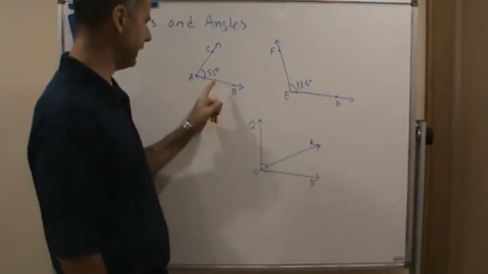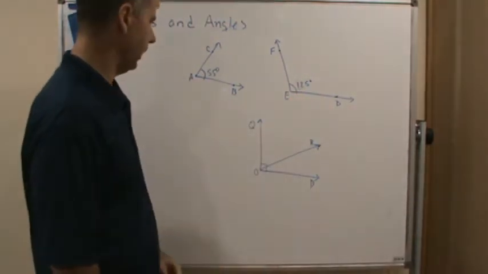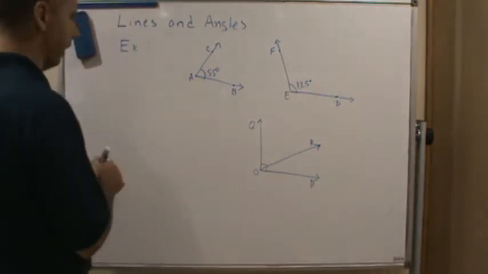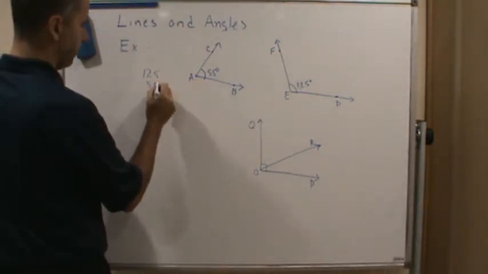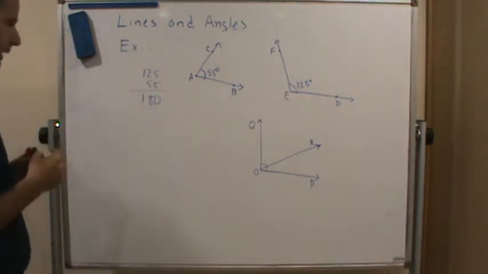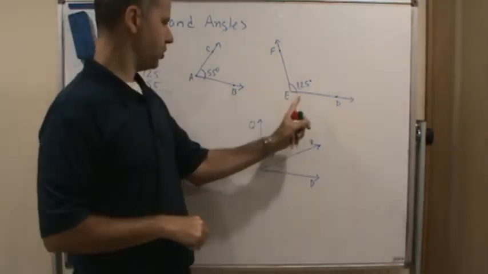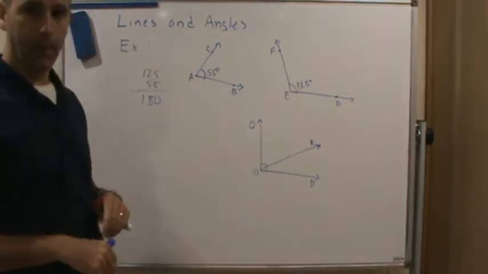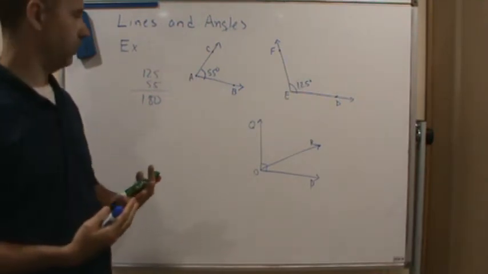Well, if we take the measure of this angle here and we add them together, what do we get? If we take 125 and add 55, we get 180 degrees, which means that these two angles add up to a straight angle.